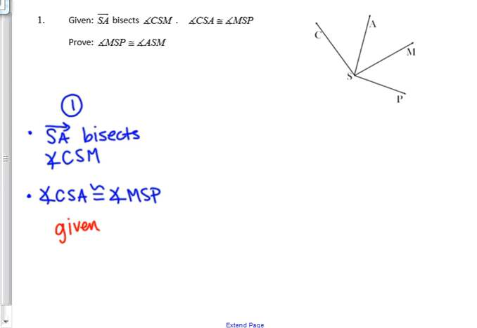So number 2, my step 2, I'm going to say that because I knew that ray SA is an angle bisector, it bisects that angle, I know that CSA and ASM have to be the same. It cuts that angle right in half. So I have to know that angle CSA is congruent to angle ASM. And that just comes from the definition of an angle bisector.